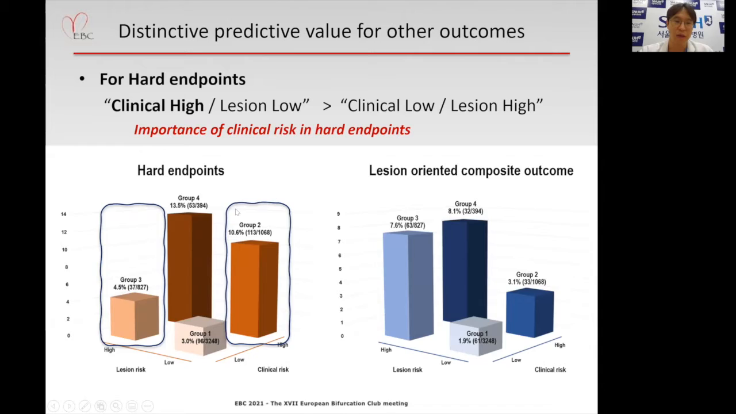Also, we divided the population into 4 subgroups according to high and low lesion risk and high and low clinical risk. And we could see that patients with a high clinical risk and low lesion risk had a higher event rate of hard endpoints compared to those with a high lesion risk and low clinical risk. This shows the importance of clinical risk in hard endpoints.